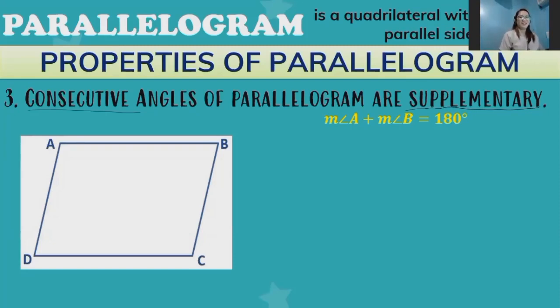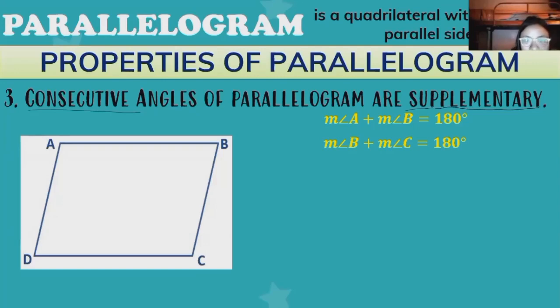Okay? And we have another pair. Actually, we have four pairs here. Angle B plus angle C is equal to 180 degrees. Okay? So next, who can give me another pair of consecutive angles that are supplementary here? Michelle? Angle A plus angle D is equal to 180 degrees.